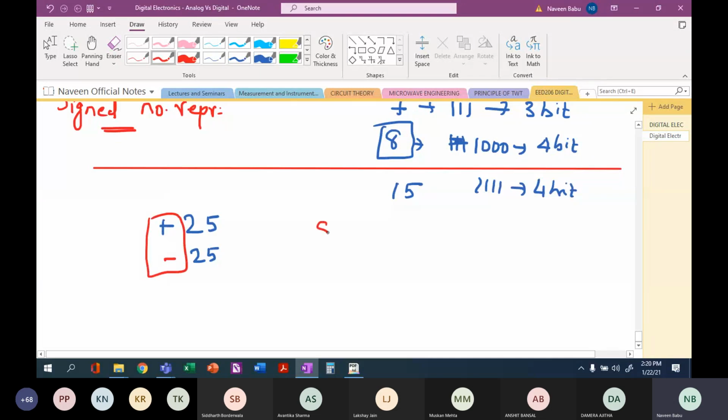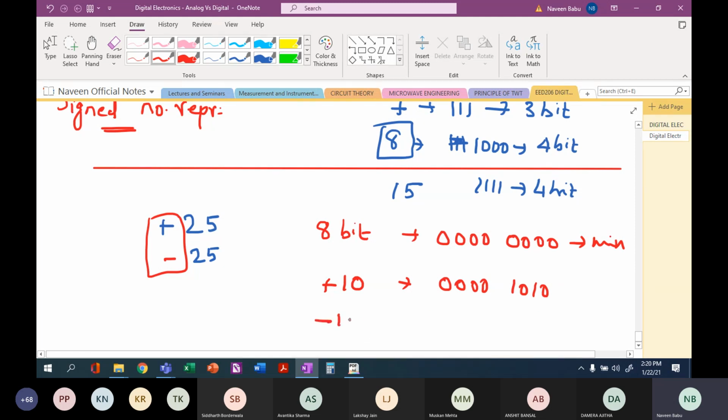Let me consider for example an 8-bit representation. Here, 8-bit representation, in the sense, 4 zeros and then one more 4 zeros, right? This is the minimum 8-bit number that is possible. If I want to represent the decimal equivalent of plus 10, how do I represent plus 10 here? It is 0, 0, 0, 0, 1, 0, 1, 0.